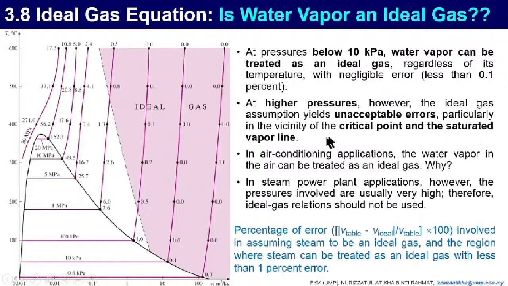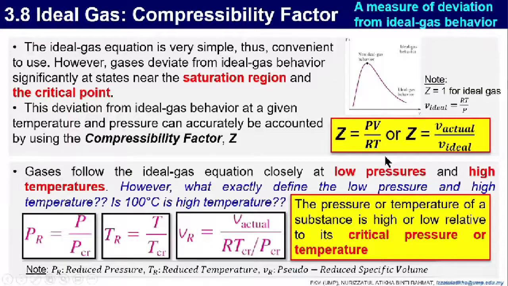In air conditioning applications, the water vapor in the air can be treated as an ideal gas. Why? Because in steam power plant applications, the pressures involved are usually very high. Therefore, the ideal gas relation should not be used.